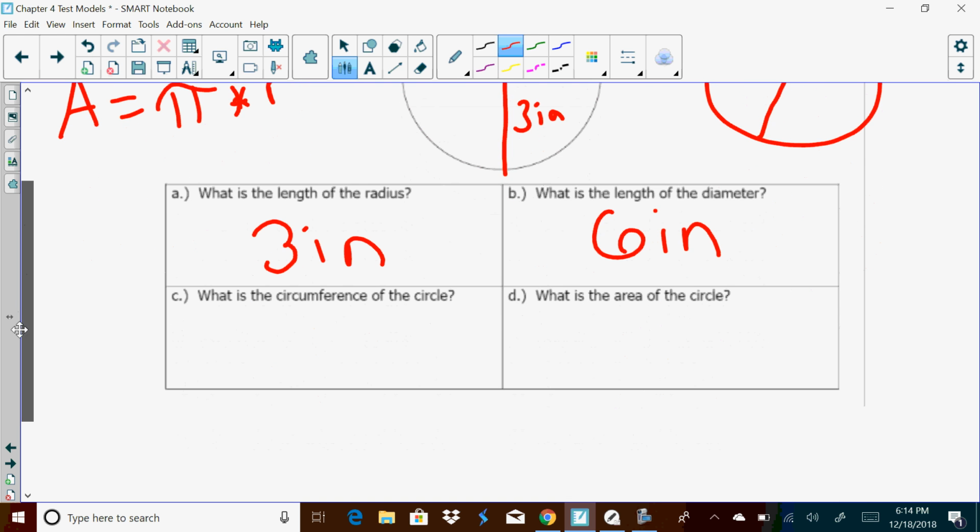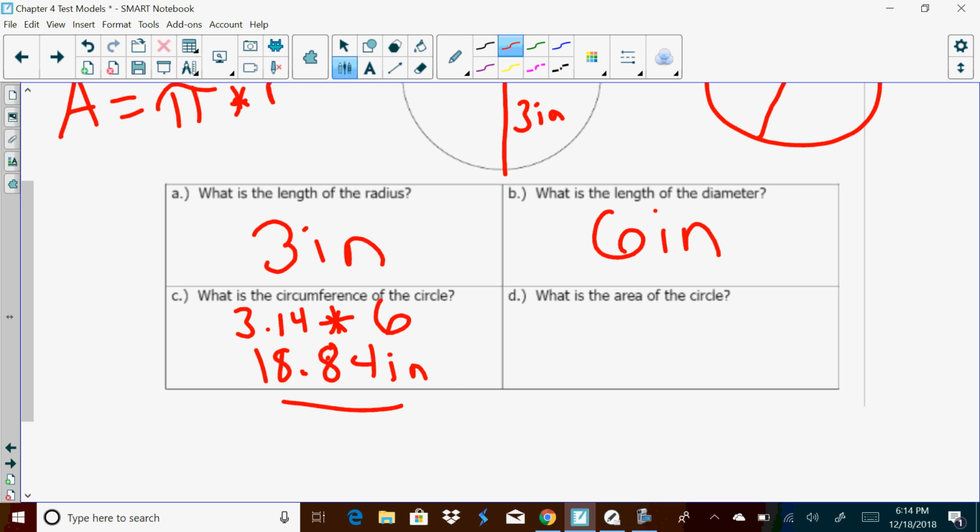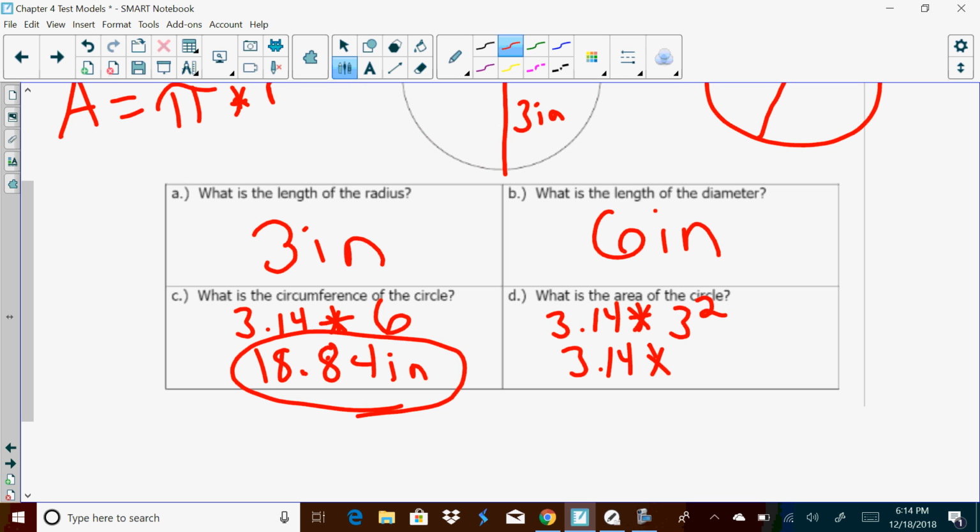So then it says, what's the circumference of the circle? So I use my formula and I do 3.14 times 6 because it's the diameter. So when I do that, I get 18.84 inches as my answer. Then the area of the circle, I'm going to do pi times radius squared. So I'm going to do 3.14 times 3 squared, or 3.14 times 9. Get 28.26 inches squared. So I want to make sure I have my units.